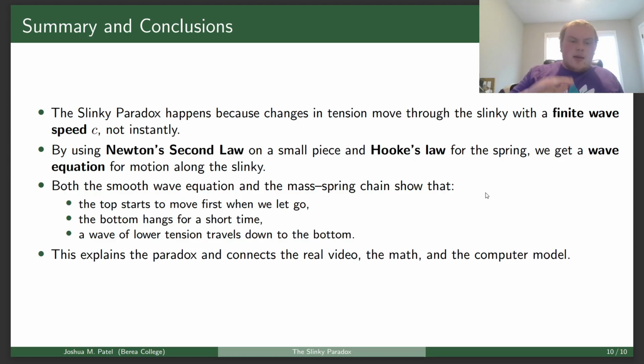and hits the bottom. But for Slinkies, the reason it seems like the bottom doesn't move until the top crashes is because the finite wave speed is very close to the speed at which the Slinky will drop. And so this explains the paradox and connects the video I've shown, the math, and a computer model.